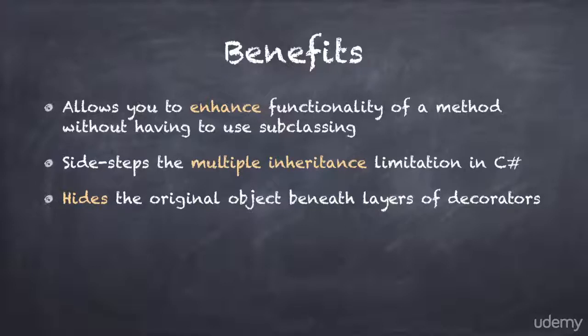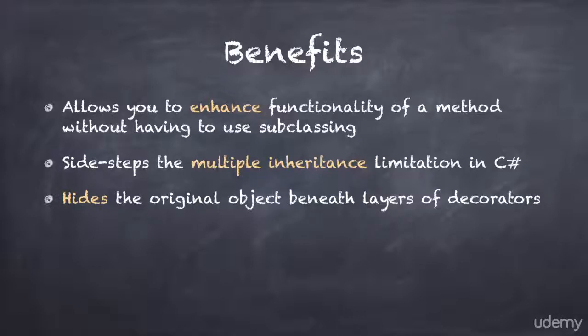The nice thing about decorators is that they sidestep the multiple inheritance limitation in C#. Due to this limitation, you cannot inherit functionality from two or more base classes. A class can only ever have one superclass, but you can easily apply two or more decorators to an object. So in effect, decorators kind of act like interfaces with a default implementation. Finally, the pattern hides the original object beneath layers of decorators. This can be useful if your client will only call high-level methods and you want to hide the complexity of the decorators from view.